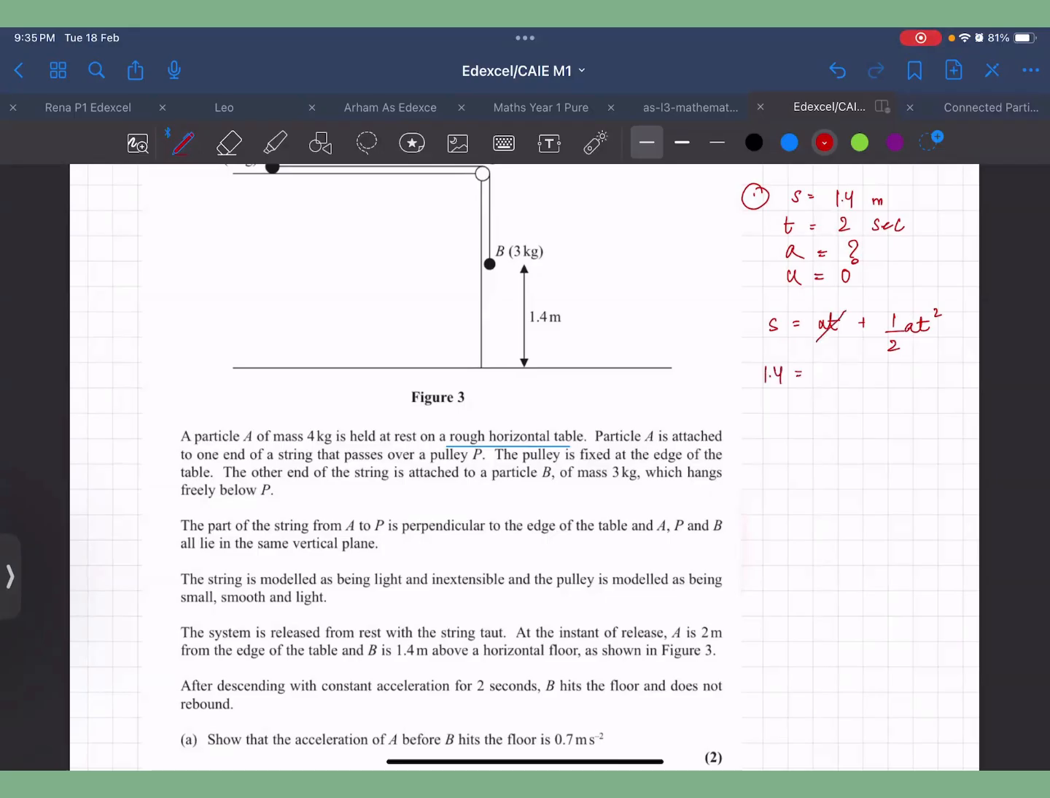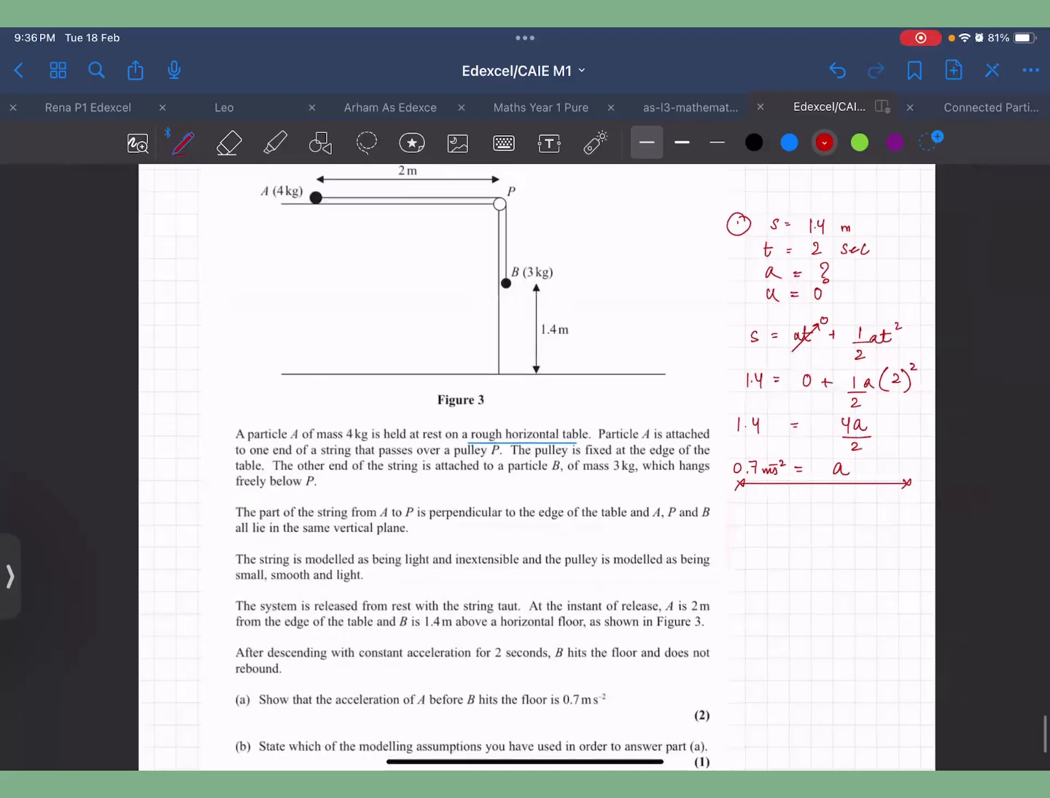Initial velocity is 0, plus half a, t is 2 seconds squared. So 4a upon 2 equals 1.4. So a comes out as 0.7 meters per second squared. That's it. This is what they asked us. Look, so we did not need the equations right now.